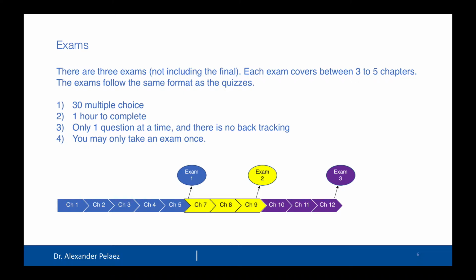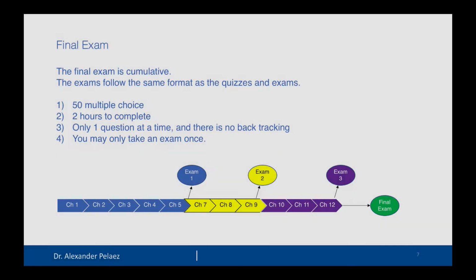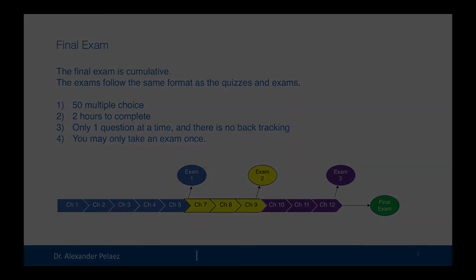And finally, Exam 3 will open up at the end of Chapter 12. Similarly, the final exam will open up at the end of Chapter 12, and the only difference is that it is 50 multiple choice questions, and you have 2 hours to complete it, only 1 question at a time with no backtracking. Again, you only get to take the exams once.